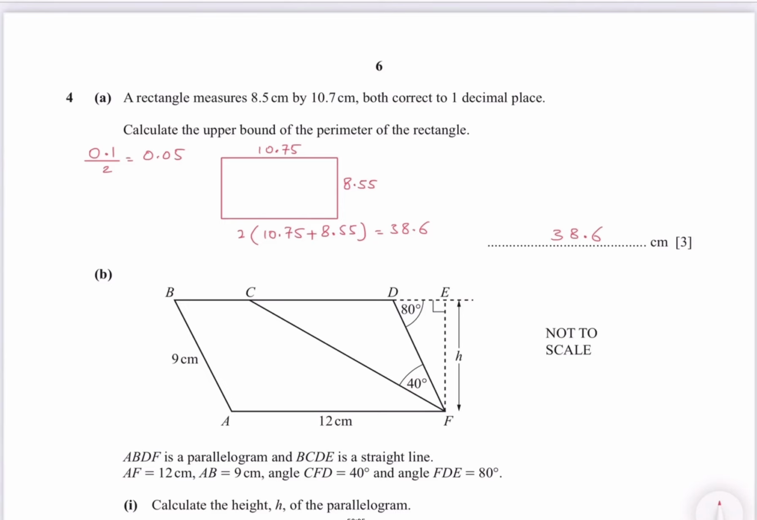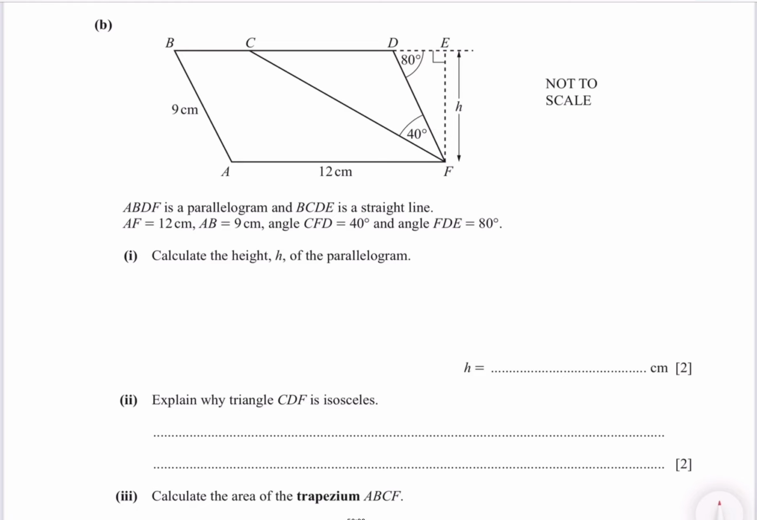In part B, ABDF is a parallelogram and BCDE is a straight line. AF is 12, AB 9, angle CFD 40, angle FD 80. Calculate the height of the parallelogram. So AB is 9, so DF is also 9. So we can use sine theta, which is sine 80 equals opposite over hypotenuse. So H is 8.86 centimeter.